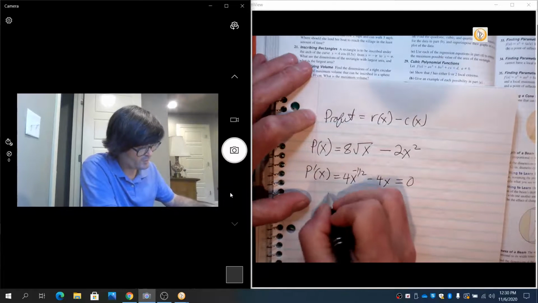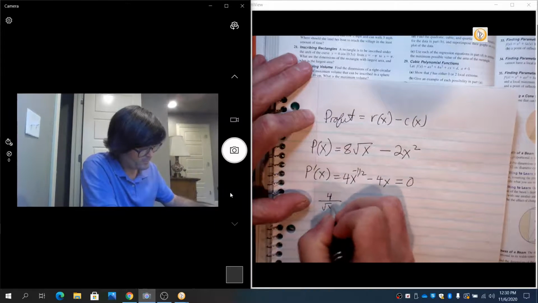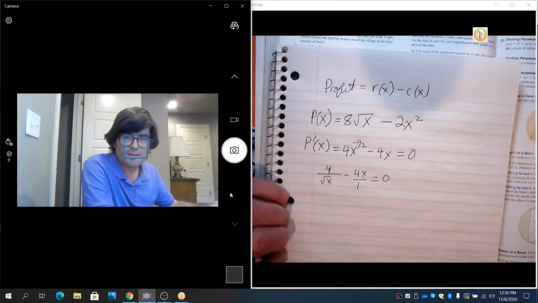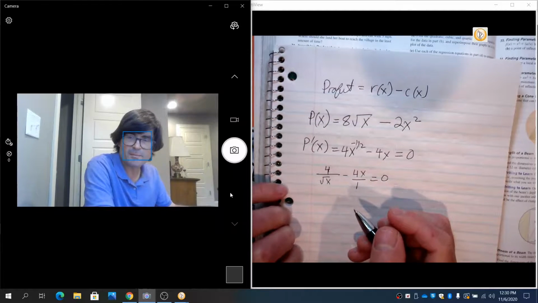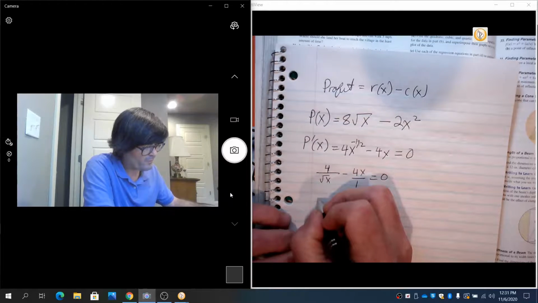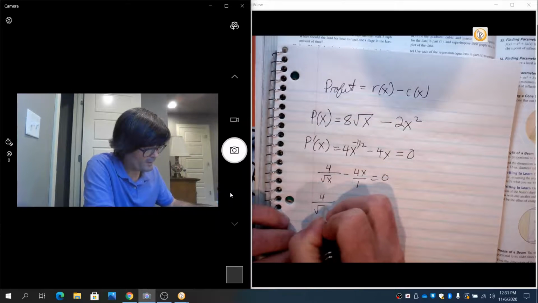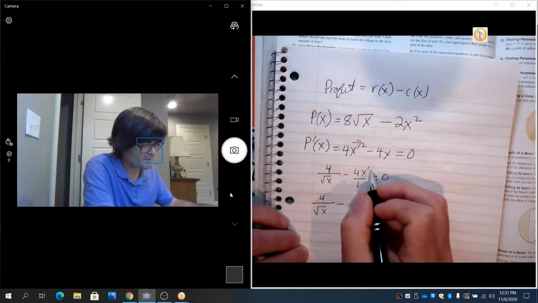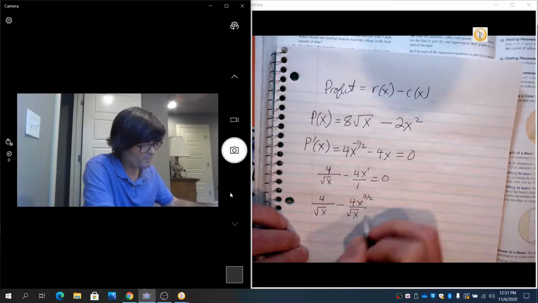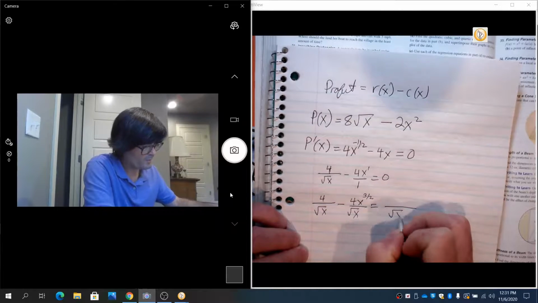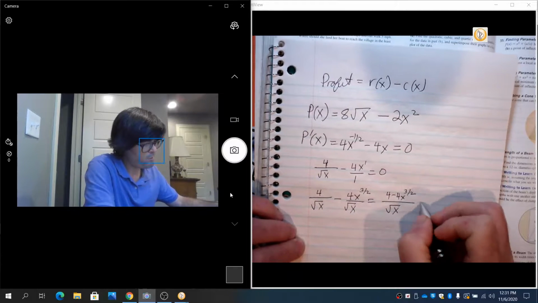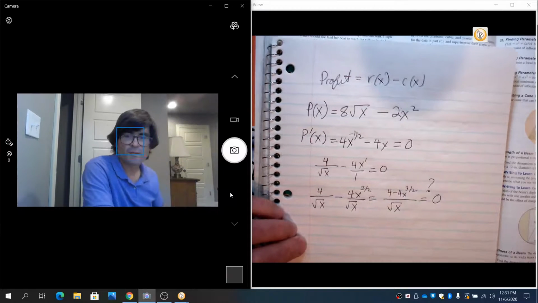Let's do some algebra first. 4 over root x minus 4x over 1 equals 0. I'm going to start there. And I guess I need a common denominator here, so root x would be a good option. So you're going to have 4 over root x minus, if I multiply x to the 1 times x to the 1/2, we're going to have 4 x to the 3/2 over that. And I'm just going to rewrite this as root x. When does that equal 0?